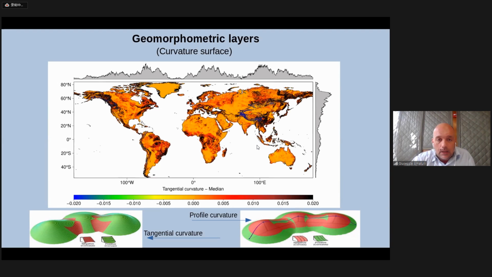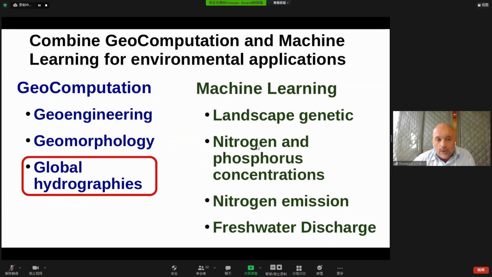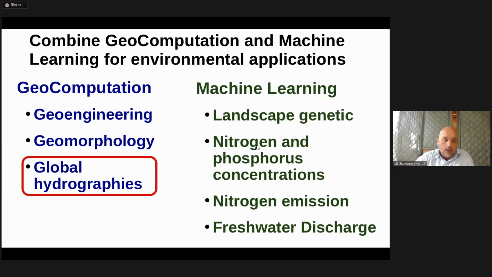So these are really embedding different kinds of microclimate, which can later be useful for species distribution or for other kinds of pattern analysis. In this context of managing digital elevation models, I was also working on the global hydrography. This is an ongoing project that has been carried over for already 2 years.